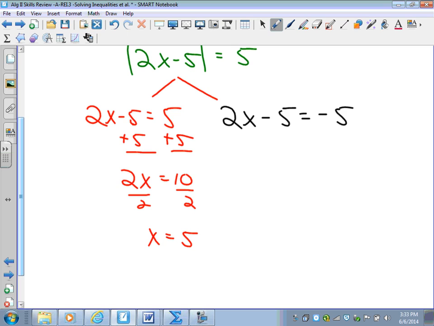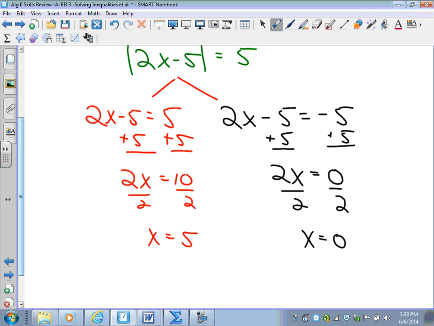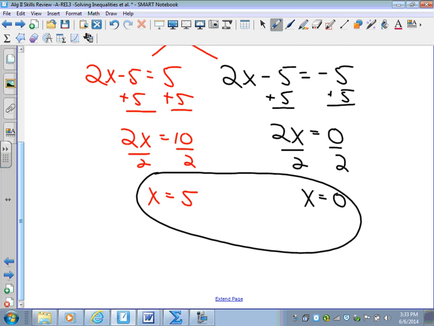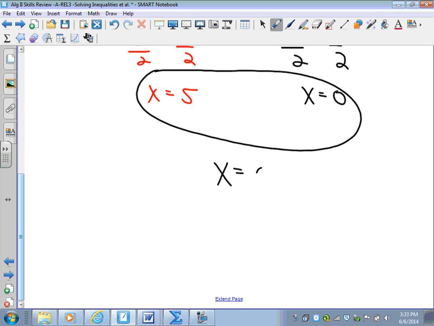And again, I'm going to now treat this normal. I've unwrapped the absolute value. I'm now going to treat this like I normally would. So I'm going to add 5 again. And when I do, I get 2x equals 0. And I can divide by 2. And x is still going to be 0. So I get two solutions, right? I get x is 5, and I get x is 0. I'm going to write this a little nicer than what I just did there. So x equals 0, and x equals 5.